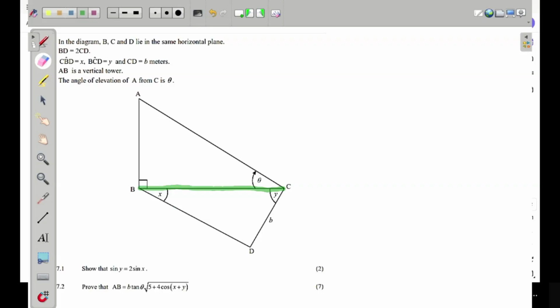In the diagram, BCD lie in the same horizontal plane. And listen to this, very, very important. This is the part that I did not read, and we might need it. The side BD is twice CD. Please take note of that. BD is twice CD. So look at the diagram now. CD is given as b, which means BD will be twice of that, so it must be 2b.